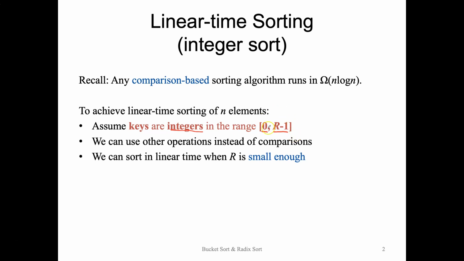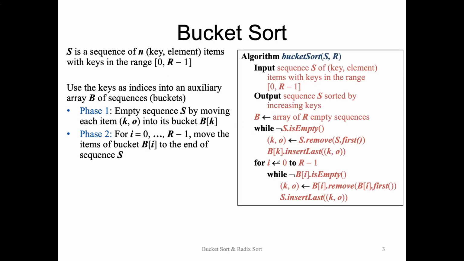Now, if we meet these requirements, then in order to beat this runtime and get something which is faster than n log n, we can't use comparisons. So we need some other way of sorting items without comparing them. In doing so, we can sort in linear time, provided that this upper bound on our integers r is small enough. What do I mean by small enough? It kind of depends. We're going to see a few different approaches which handle increasing r values and can still sort in linear time. The first one that we're going to talk about is bucket sort.